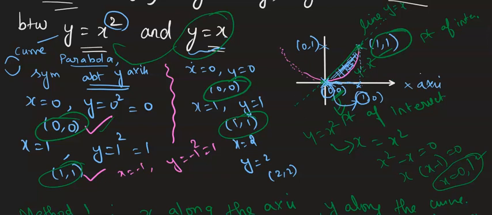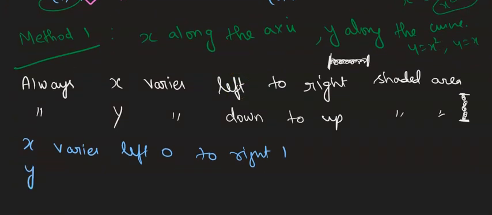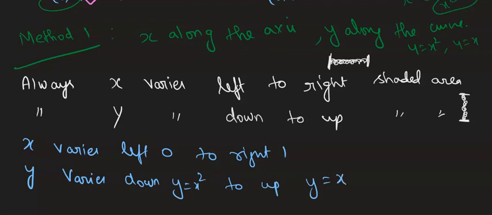Now this is the y-axis. In this y-axis, what is the lowest part of the shaded curve? That is this pink line, y is equal to x square. What is the upper part of the shaded line? That is the line y is equal to x. So y along the curve I am going to measure. I will write y varies from the down curve y is equal to x square to the upper curve y is equal to x.